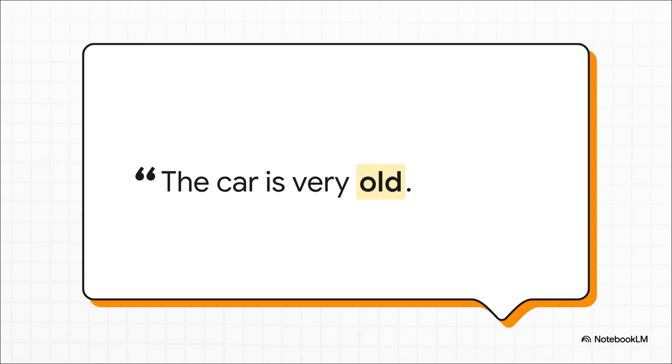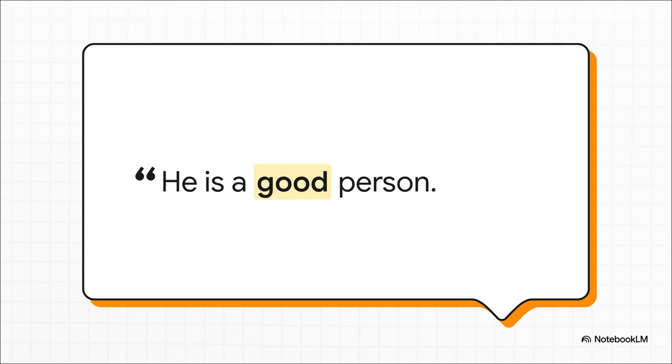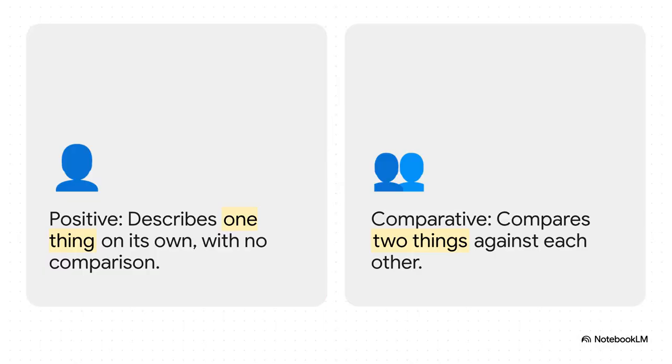And it's the exact same idea here. Old just describes the car. Now, you might notice that word very, but even adding very just cranks up the intensity of the description. It doesn't actually create a comparison to another car. It's still just a statement about this one single car. And one last one, good simply describes the person. See? This is that foundational, positive degree. It's simple, it's direct, and this is super important because this is our baseline for all the other comparisons we're about to make. But, okay, what happens when we do want to compare things, right?